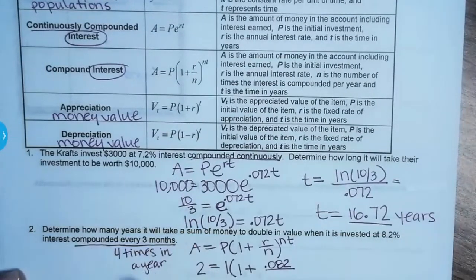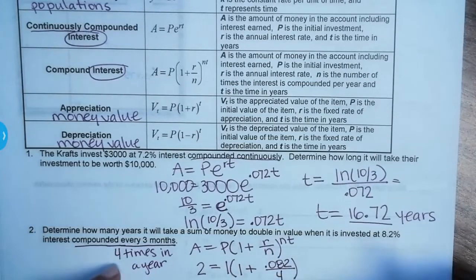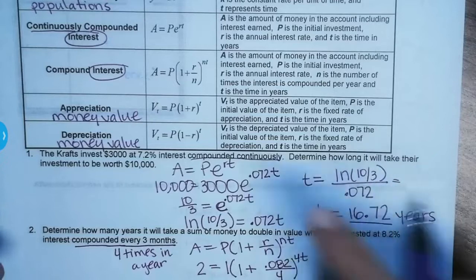So compounded every 3 months just means it's going to be compounded 4 times in a year, because there's 12 months in a year. So that's what the n is going to be, 4. And I'm raising that to the 4 times t. Okay, then I'll do the same thing I did on number 1.